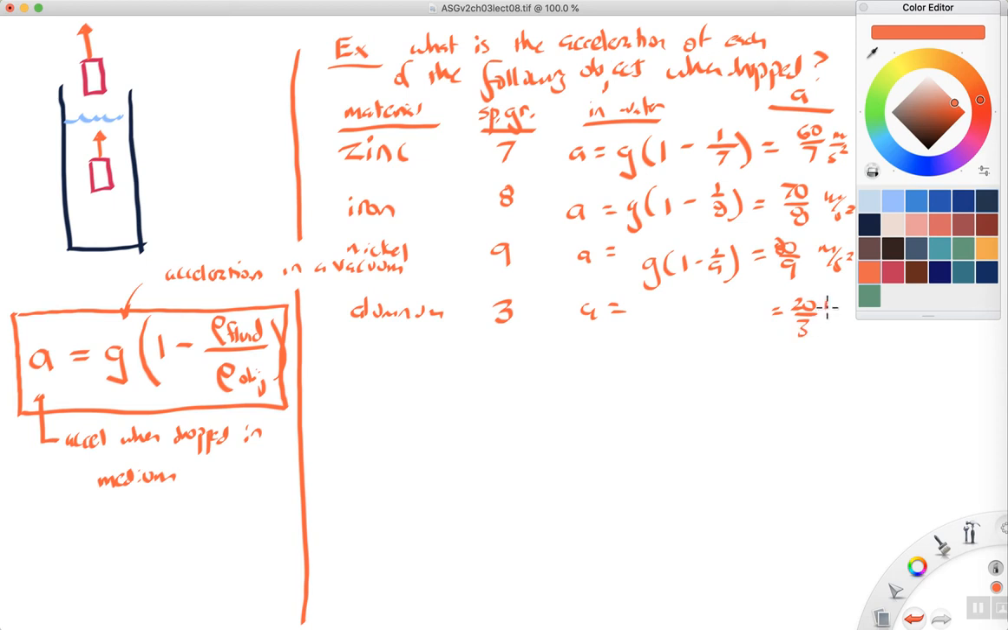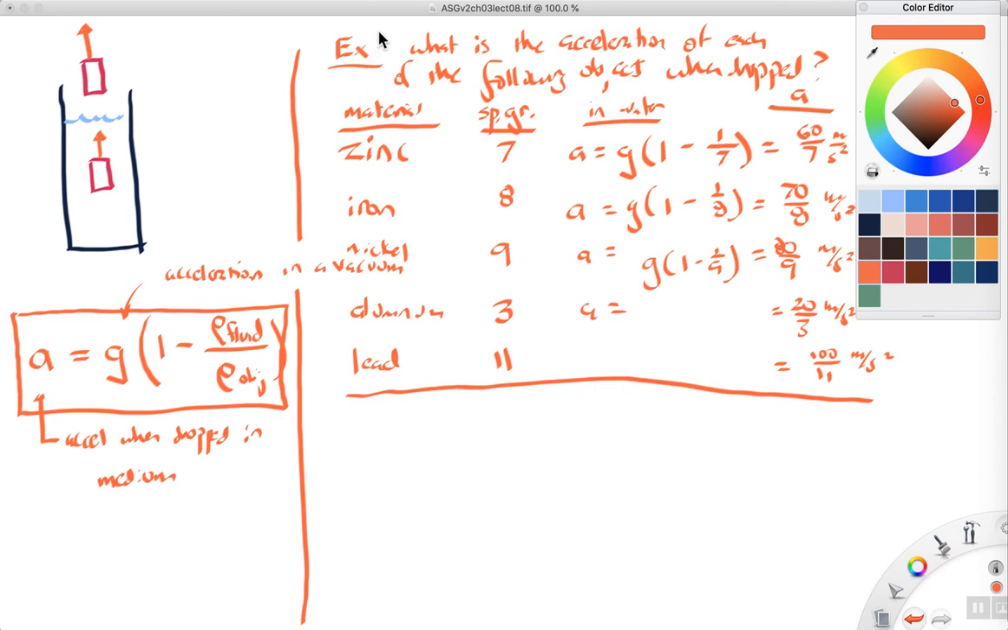Aluminum, the specific gravity is about 3, and once again, we can find that the acceleration is 20 over 3 meters per second squared. And let's do one more. Lead, specific gravity is 11, and the acceleration is equal to 100 divided by 11 meters per second squared. These last two I didn't do the calculations, but you can figure that out on your own.